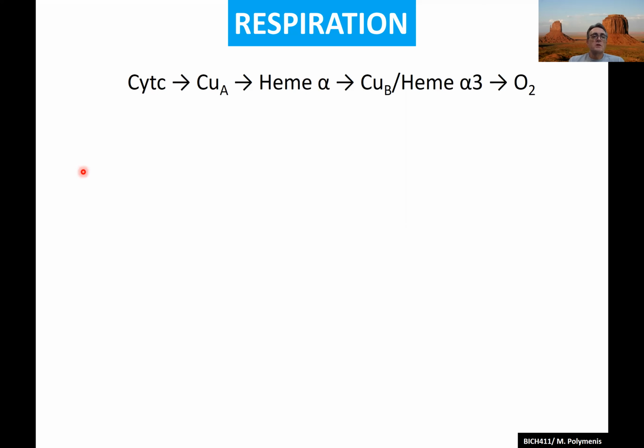So here we have prosthetic groups that have iron in cytochrome C and copper in complex 4. There are 2 of those, copper A and copper B, of these prosthetic groups that are copper dependent. Of course, the complex itself has other hemes and so on and so forth, eventually making it all the way to oxygen.